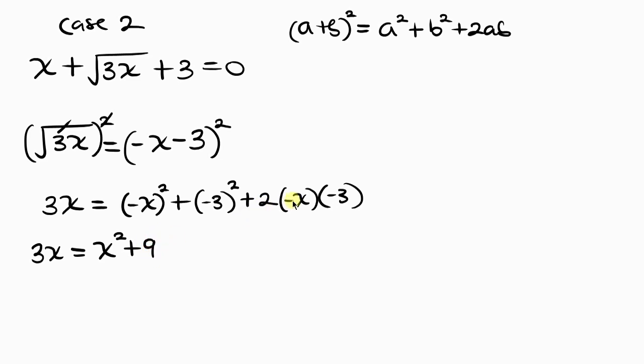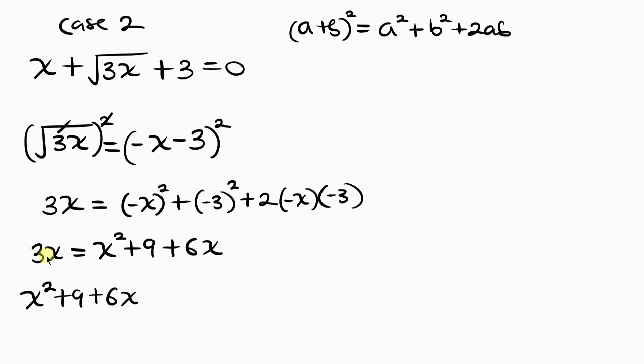Now 2 times negative x times negative 3, since we have minus times minus, we're going to be having a positive answer from here. So 2 times negative x times negative 3 gives plus 6x. That's it. So our next step will be for us to move everything to one side. That means I'm going to be moving this 3x to the right hand side. So moving 3x to the right hand side, we have x squared already on the right, plus 9, plus 6x.